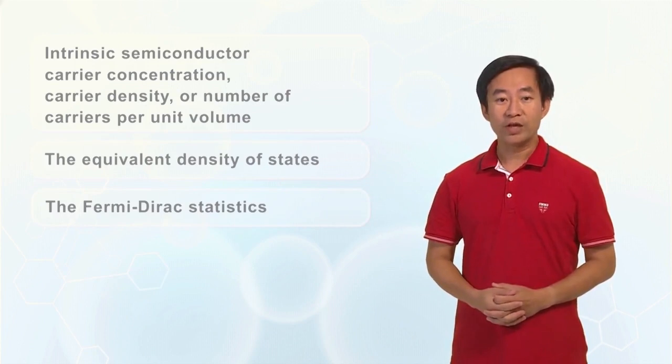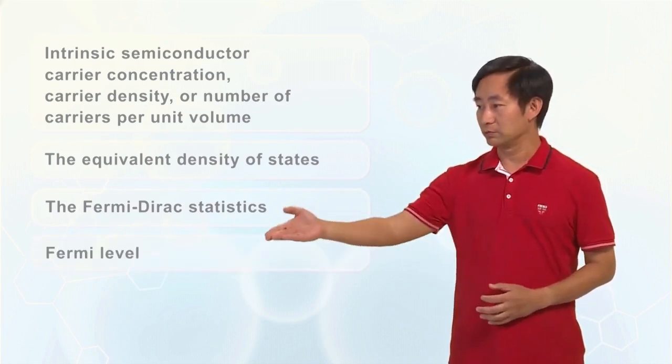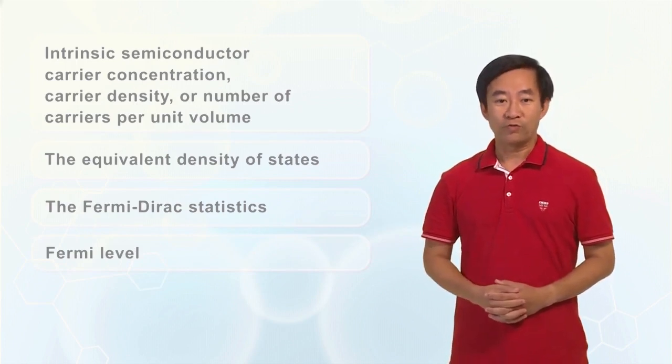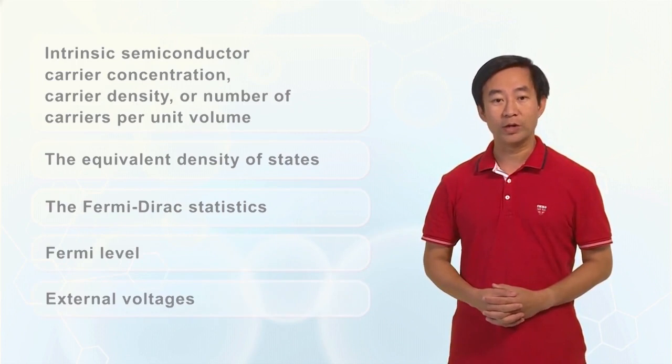After this, we will give the definition of an important energy level called the Fermi level. With the Fermi level defined, we can then explain how carriers respond to external voltages.